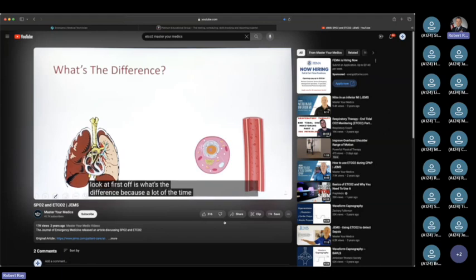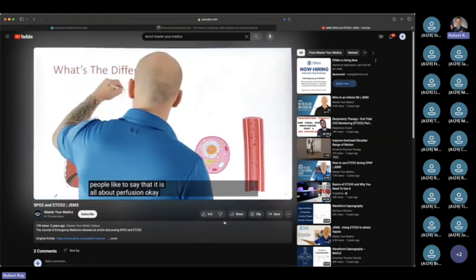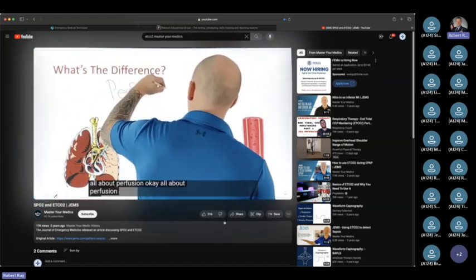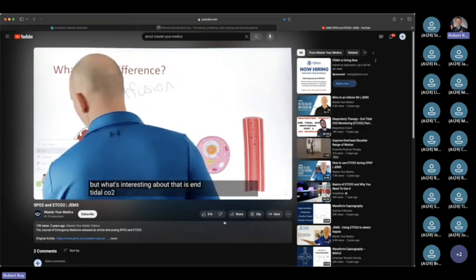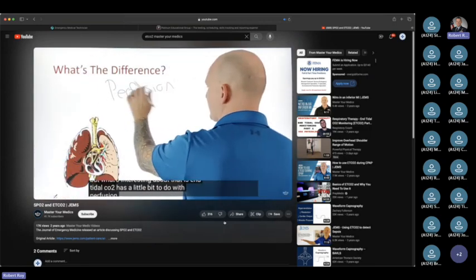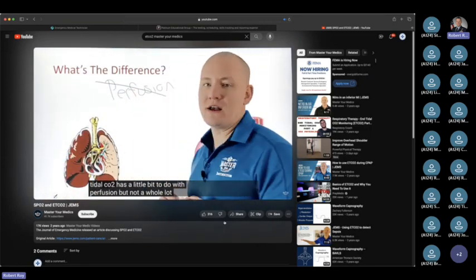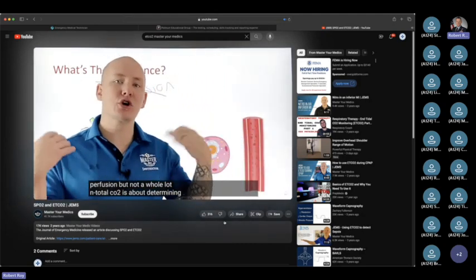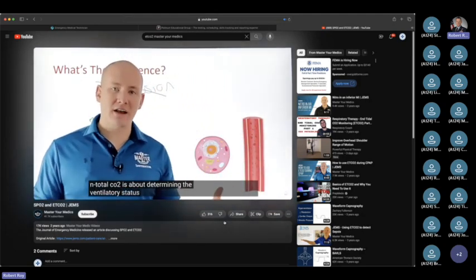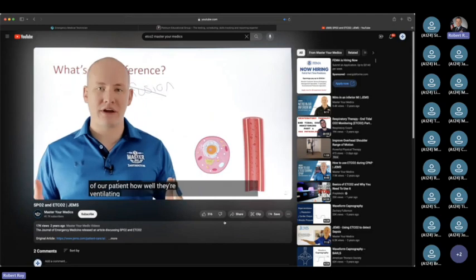Because a lot of the time when we have end tidal CO2, a lot of people like to say that it is all about perfusion. Okay, all about perfusion. But what's interesting about that is end tidal CO2 has a little bit to do with perfusion, but not a whole lot. End tidal CO2 is about determining the ventilatory status of our patient, how well they're ventilating.